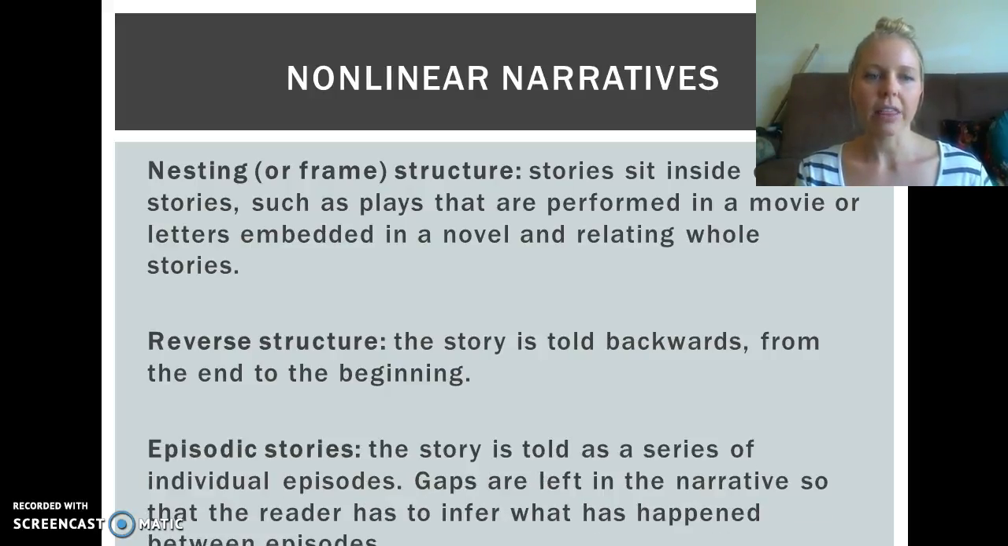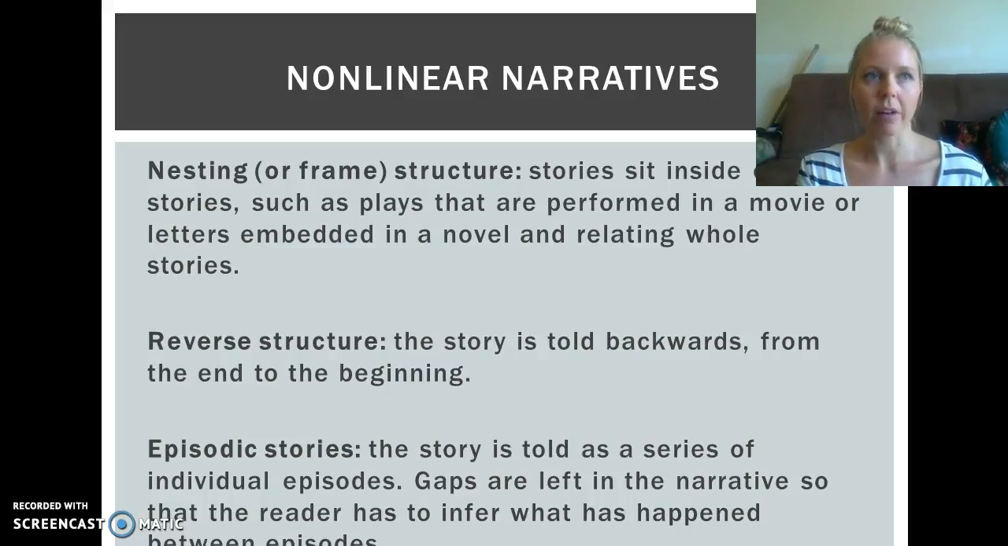And finally, this one will be tricky to do in such a short word count, but you could give it a go. It's called the episodic story, episodic being a word based on episodes. So the story is told as a series of individual episodes. Gaps are left in the narrative so that the reader has to infer what has happened between episodes. So you could tell a story about some kind of development that happened in this area in the past, and there's a couple of options.